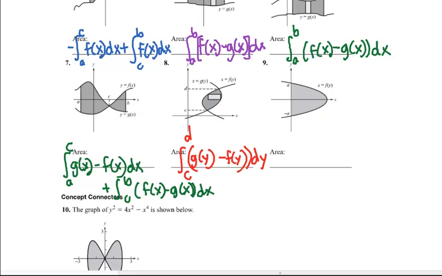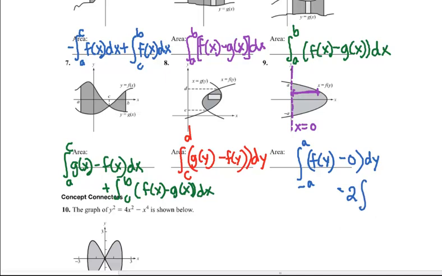Now how about over here on this one? It's going to be right minus left, and here you can think of the left-hand function as being the vertical line with the equation x equals 0. So we can write this integral out as f of y minus 0, or just simply f of y, and it's going to go from negative a to a. Now, if you notice that this is symmetric, you could also just go from 0 to a and double it.